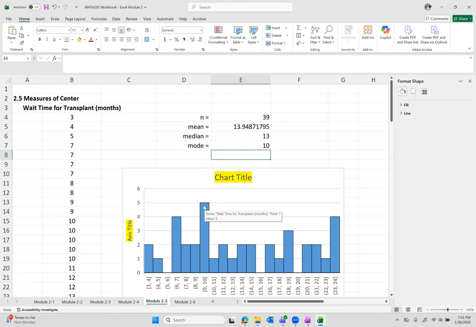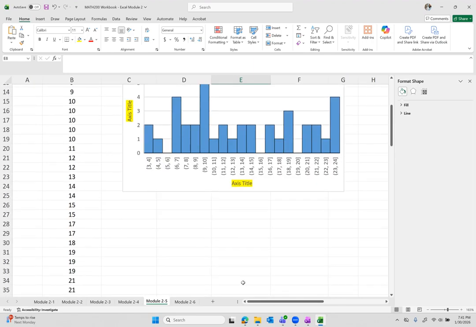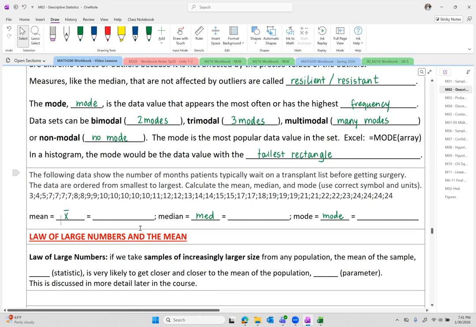So the median 13.95, as you see, this is not the data value. All the data values are whole numbers. So 13.95 months.